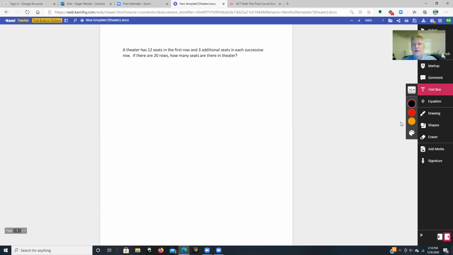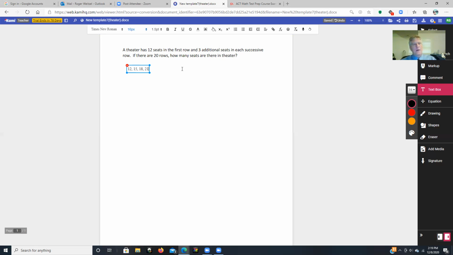So let's kind of work our way into this. In the first row, we know that there are 12 seats. In the second row, we have 3 additional seats, so in the second row, we're going to have 15 seats. And in the third row, we're going to have 18 seats. And in the fourth row, we're going to have 21. So what we want to do is to add up all of these numbers all the way to 20.